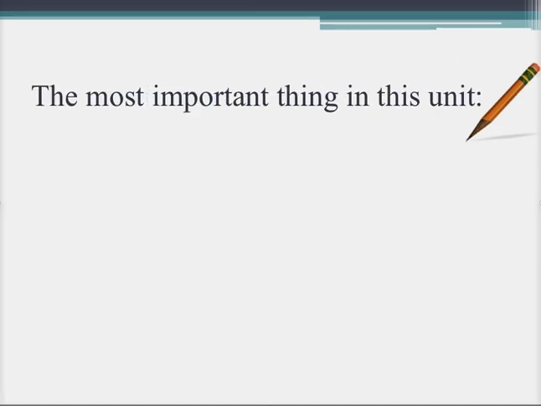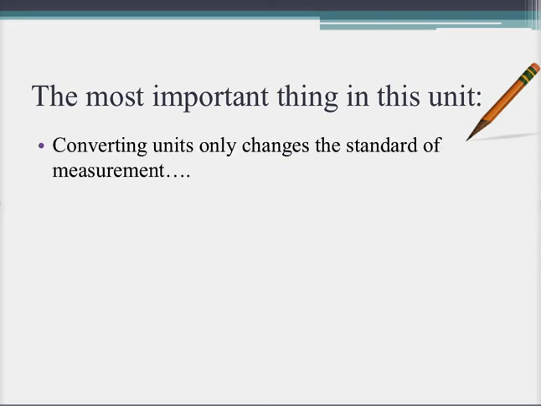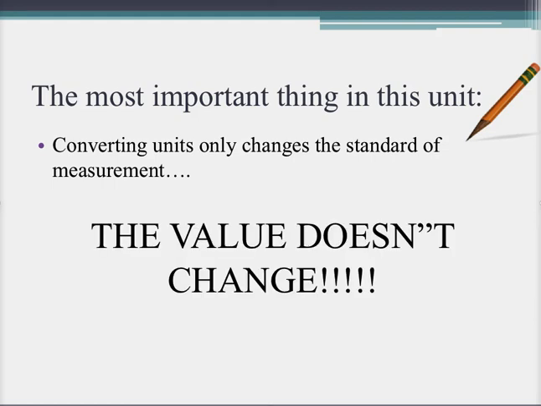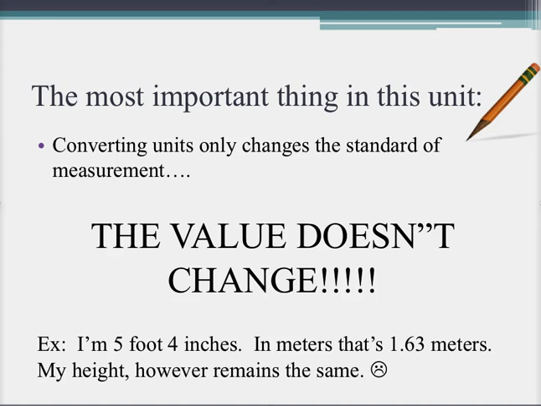All right, so here's the most important thing for this whole unit of stoichiometry, that converting the units only changes the standard of measurement. It doesn't change the value. So when you convert units in chemistry, the value that you measure does not change. Okay, so what do I mean by that? I'm 5 foot 4 inches. Now in meters, that's 1.63. 5 foot 4 is a different number than 1.63, but inches are a different unit than meters. When you change the number and you convert from feet and inches into meters, my height still stays the same. That's what I mean when I say the value doesn't change.